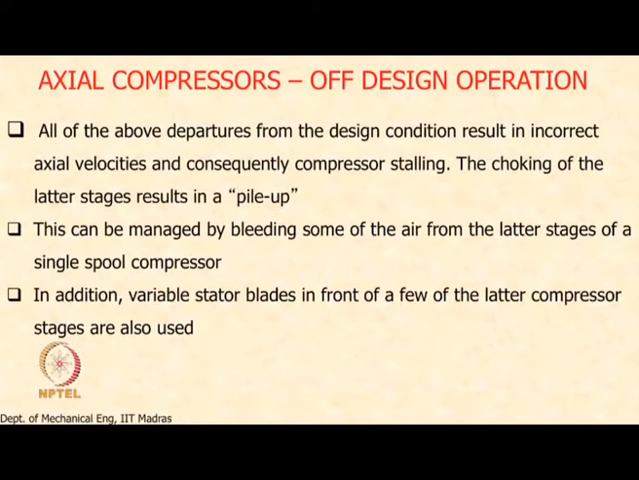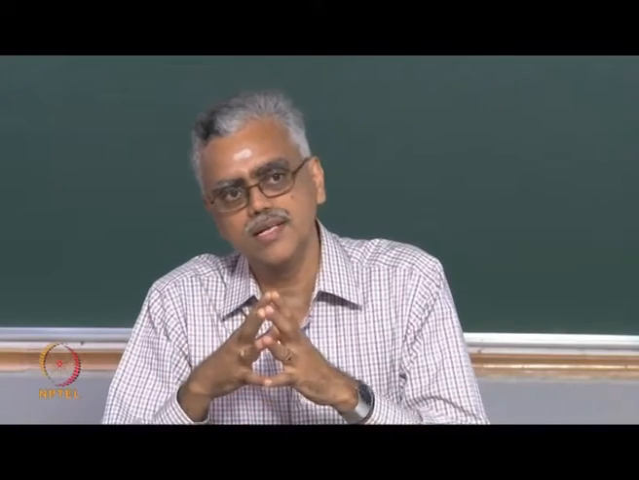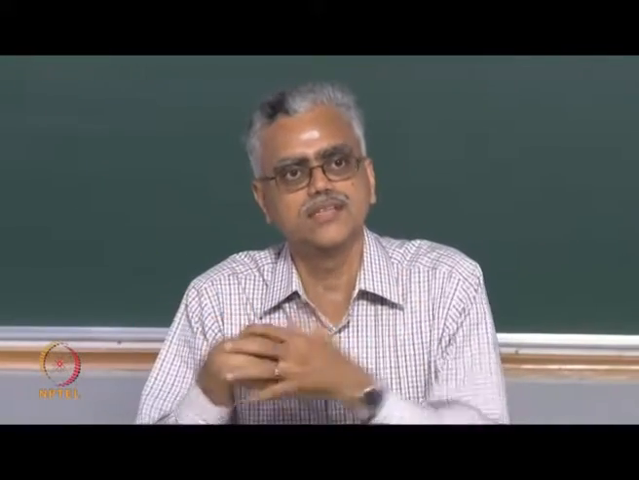So, to sum up what we just said, all these above departures, whether above the design point or below the design point, cause incorrect axial velocity and compressor stalling. We saw that the blades are stalling. Choking of the latter stages results in a pile up, meaning it is already choked, so it cannot really pass more mass. So, it causes the flow to build up in the later stages of the compressor.